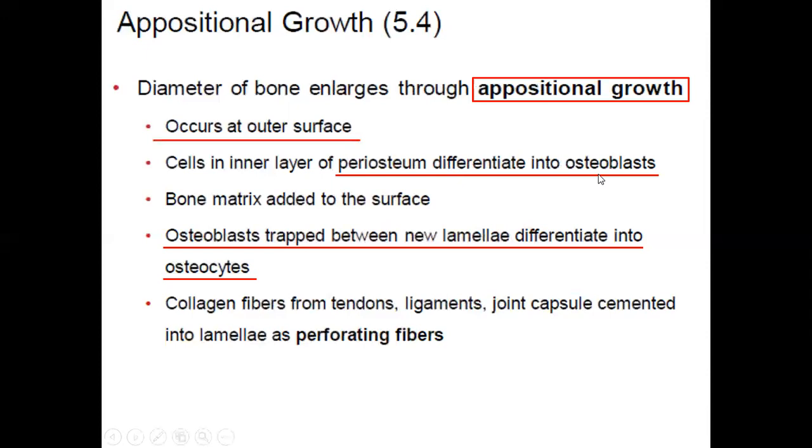And osteoblasts, remember, they lay down new bone, they build bone. So they add bone matrix to the outer surface, which can increase the size, the width of a bone. And then as osteoblasts get trapped, when they're secreting this new matrix, they get trapped between the lamellae, those concentric layers of bone, and they then mature further into osteocytes.